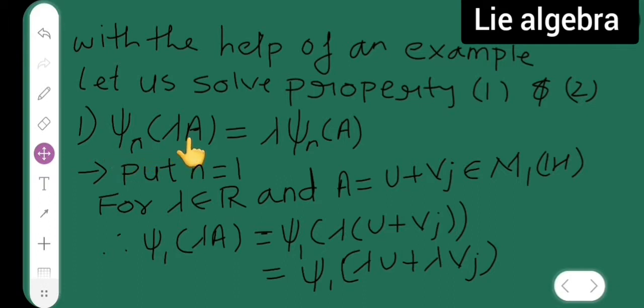So, psi of lambda A is equal to lambda psi of A. If I put n is equal to 1, for lambda belonging to R and A is equal to U plus Vj belonging to M1 of H, psi 1 of lambda A is equal to psi 1 of lambda, what is my A? This U plus Vj, right? This is equal to psi 1 of lambda U plus lambda Vj.